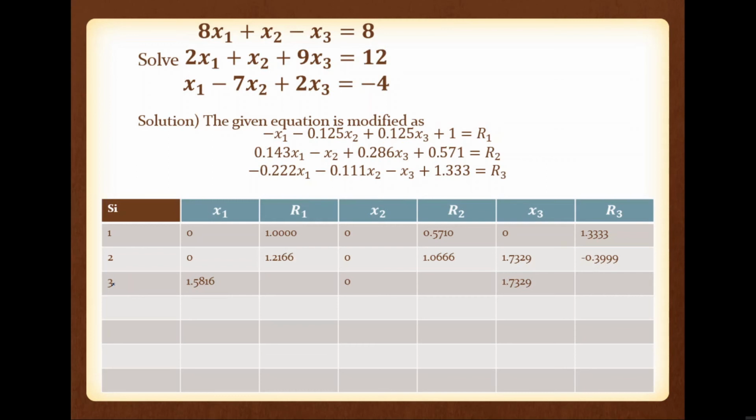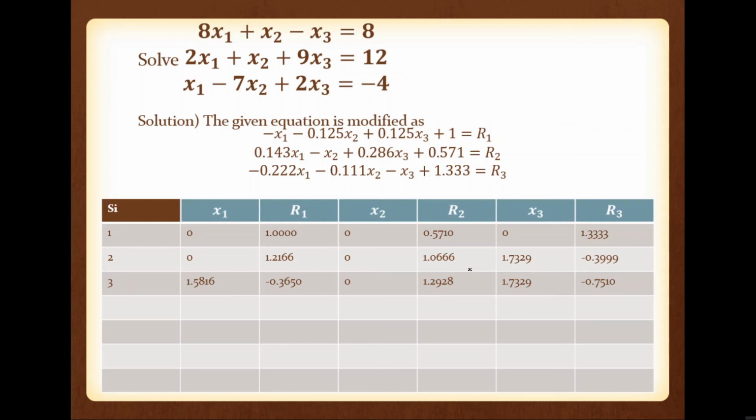So now find the corresponding R1, R2, R3. So what are the values of the residues R1, R2, R3? Here R1 is minus 0.3650, R2 is 1.2928, R3 is equal to minus 0.7510. Is it okay, all of you? Okay, so these are the residues.